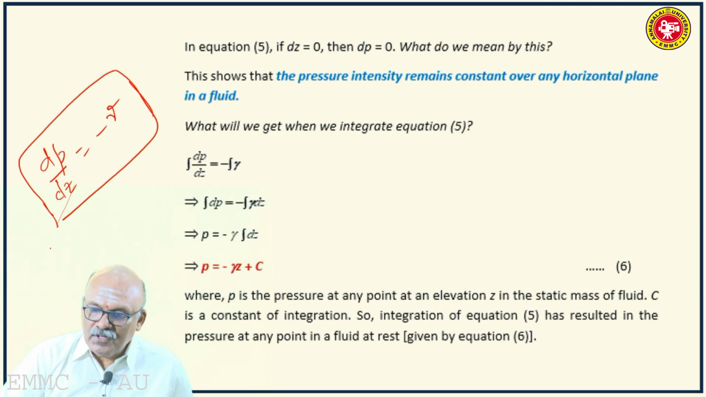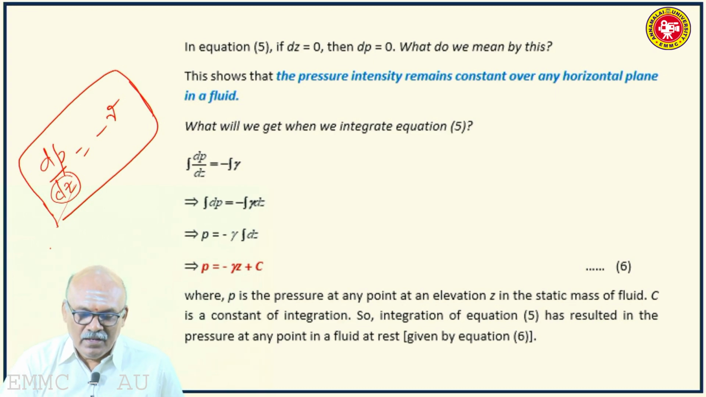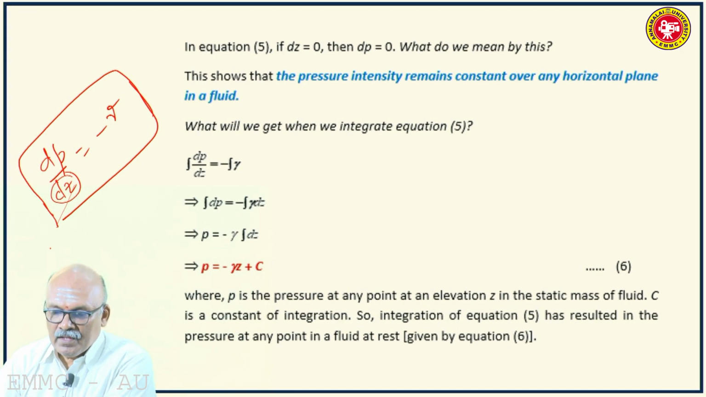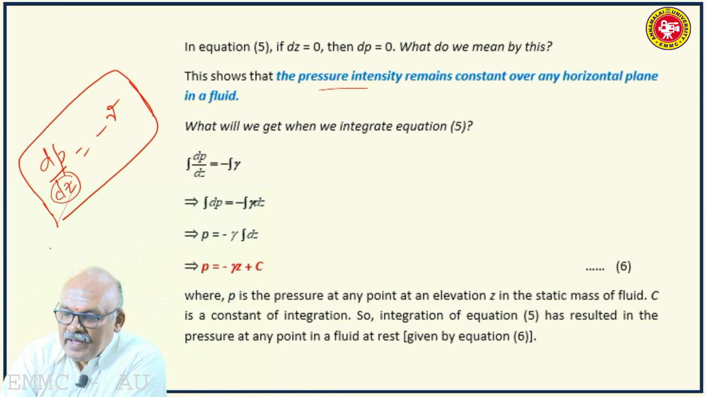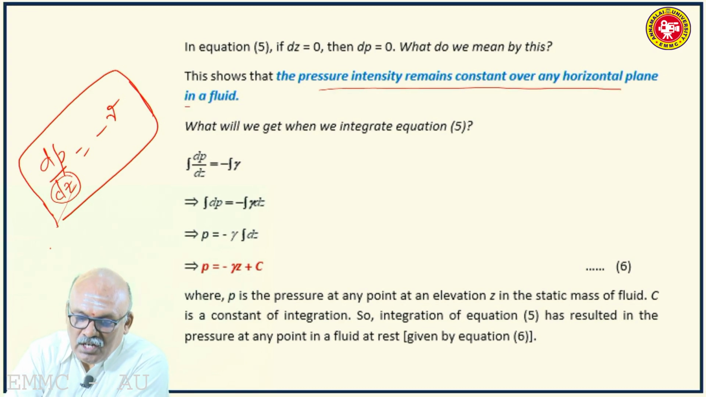When dz is equal to 0, then dP is equal to 0. What do we mean by this? This shows that the pressure intensity remains constant over any horizontal plane.